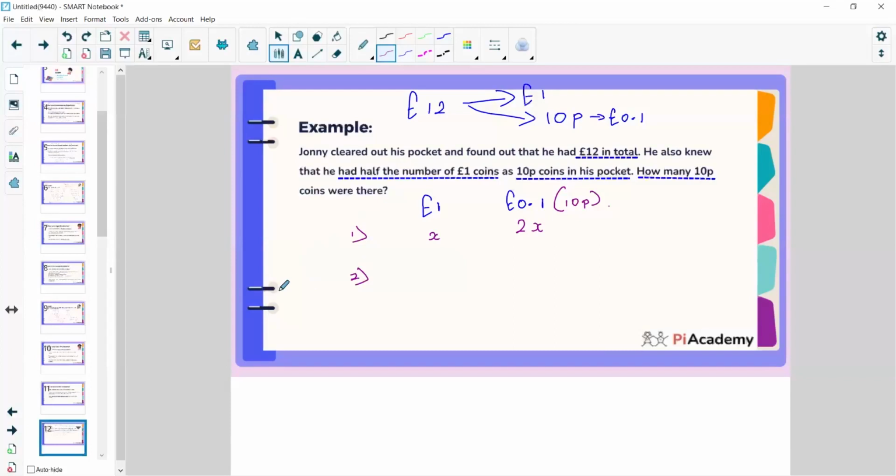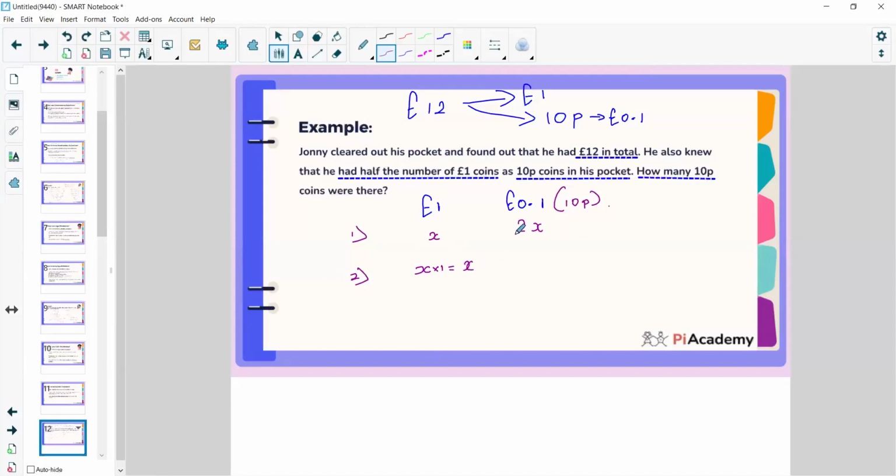What is the total worth of x number of 1-pound coins? Suppose for 2 1-pound coins, the total value is 2 times 1, which is 2, right? If I have 5 1-pound coins, the total amount I have is 5 times 1, which is 5. So similarly, if Johnny has x 1-pound coins, total value is x times 1, which is x pounds, isn't it?